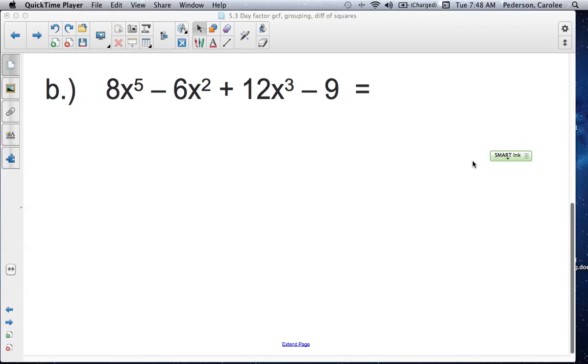Here's 5.3, day 1, part 2. We're going to continue factoring by grouping. This is when you have 4 terms. So I'm going to group the first 2 terms together and the last 2 terms together. So I'm just going to go ahead and rewrite my equation.